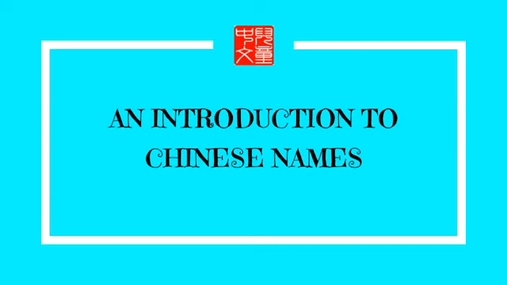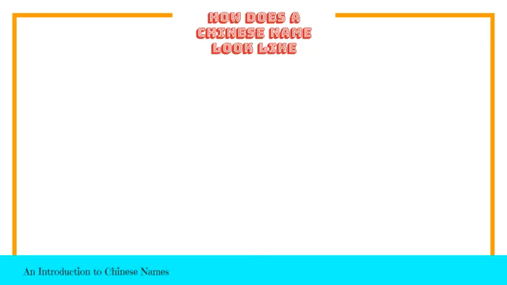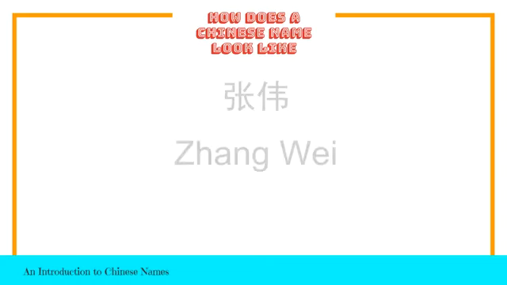Today's topic is an introduction to Chinese names. How much do you know about Chinese names? You can see many Chinese people have names like Westerners, but the names are a little bit different. Let's have a look. So how does a Chinese name look? This is a very typical Chinese name, Zhang Wei.